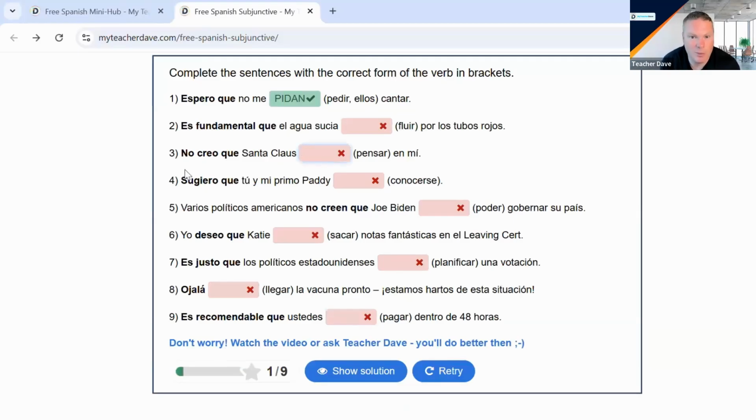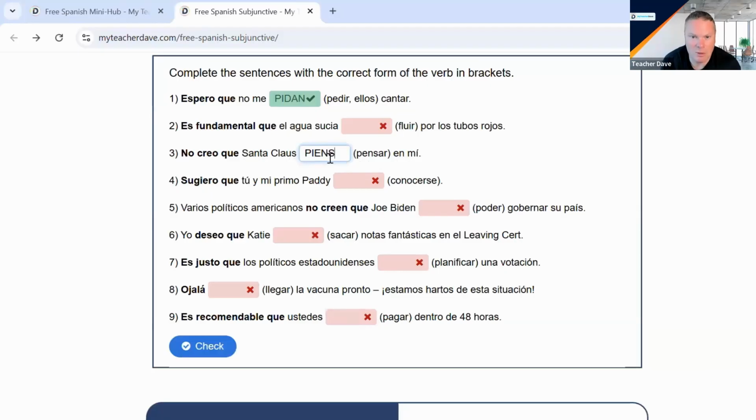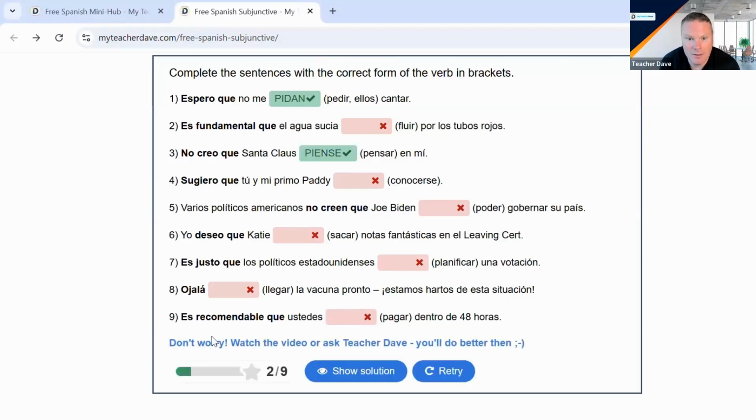So if we look at number 3 here, for example, we have no creo que Santa Claus, and then we have pensar en mí. I don't believe Santa Claus thinks about me. Probably gave me a terrible present last year or something. So we'll start off with the normal present tense as usual. We have pienso. Knock off your O. It's an AR verb, so we know that the opposite endings have to be used, and that gives us piense. So you follow that vein all the way down with these.